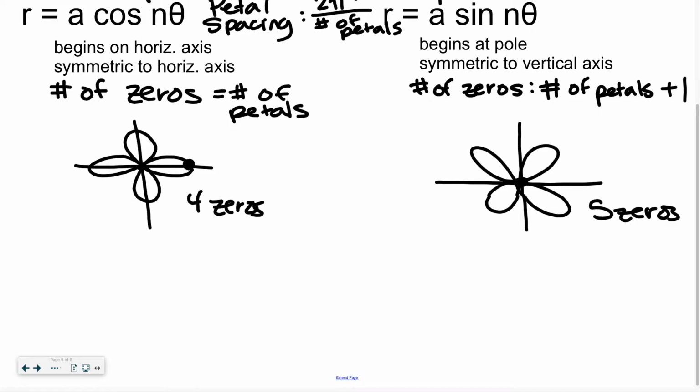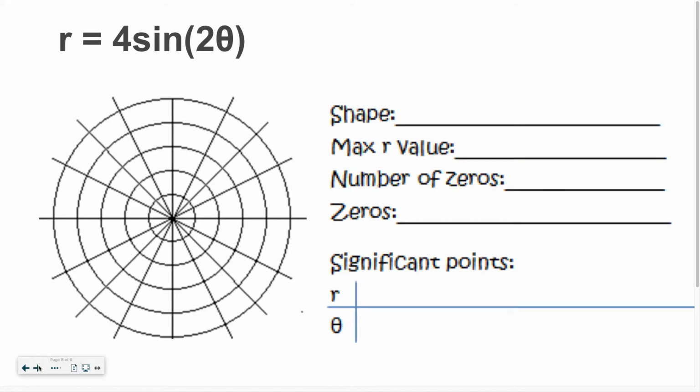Okay, so we're going to do a graph of a rose curve. We're going to graph r equals 4 sine 2 theta. Notice it's got all the same characteristics that we did for the circle: shape, max r value, number of zeros, what are the zeros, make a list of significant points, and graph it.